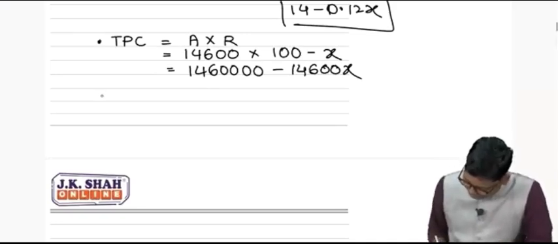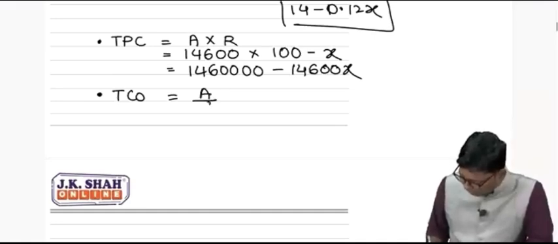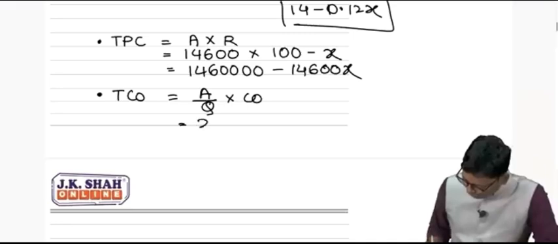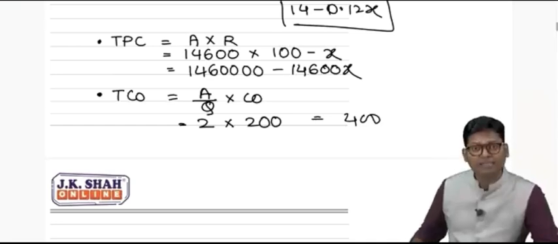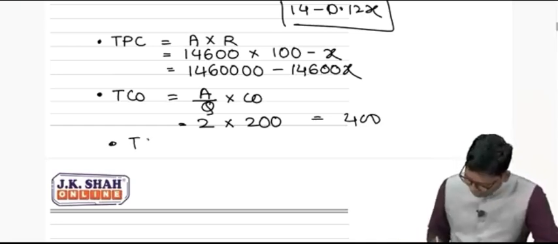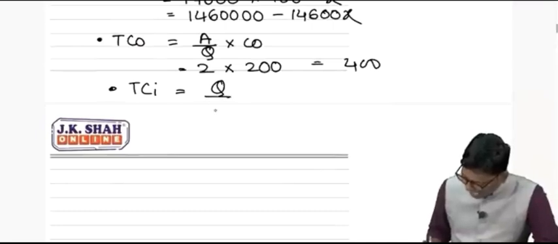One TPC is calculated. Next comes TCO, that is your total ordering cost, and your ordering cost is number of orders, that is 2 orders, multiplied by CO. We are going to place 2 orders. Each order costs us 200. So this will cost you rupees 400. Done, correct? And finally, inventory carrying cost is average inventory multiplied by carrying cost.